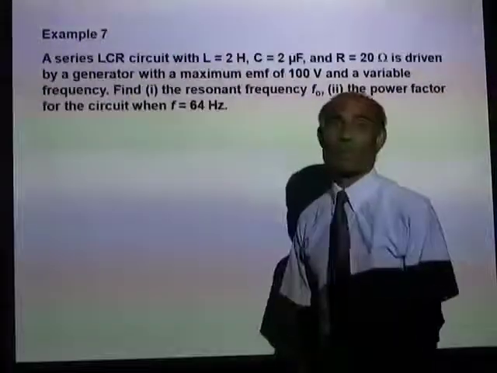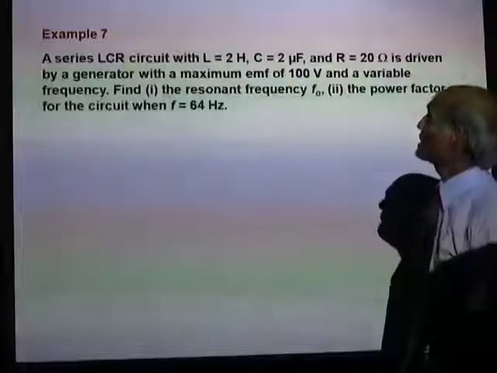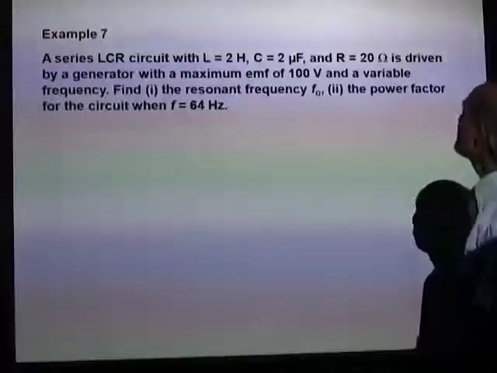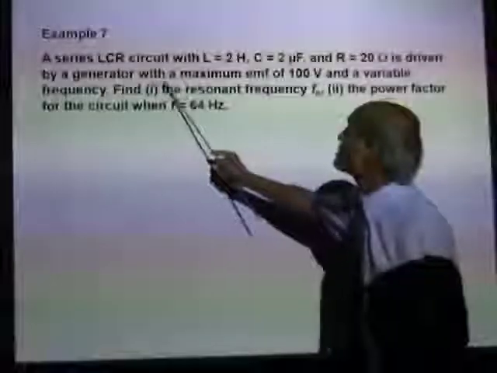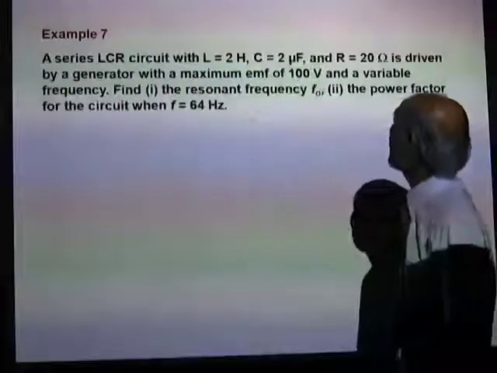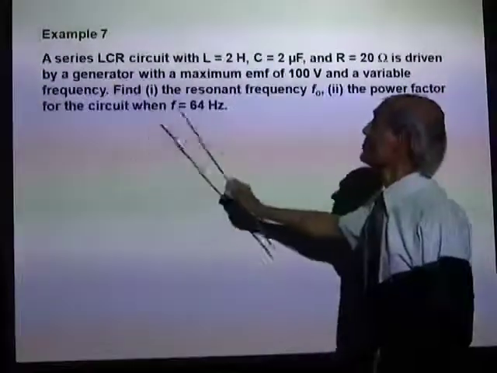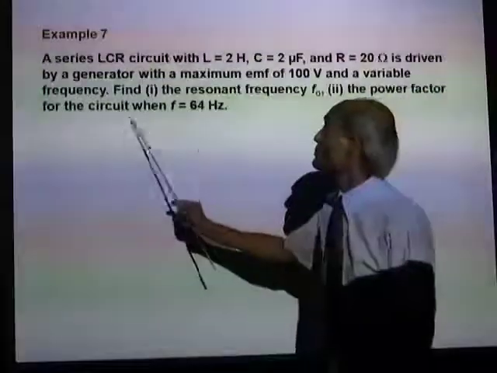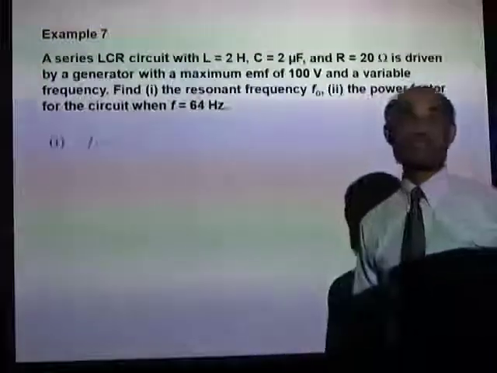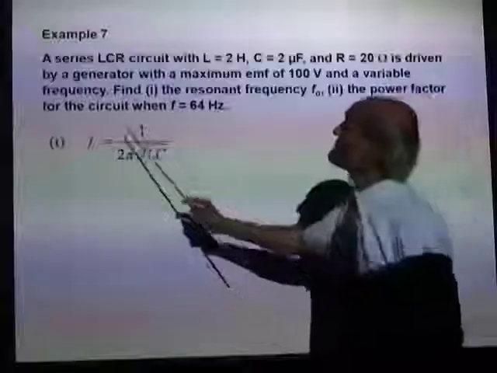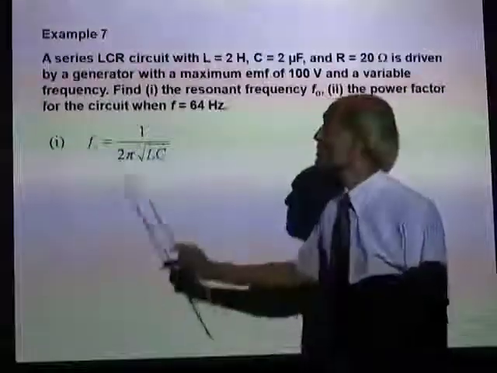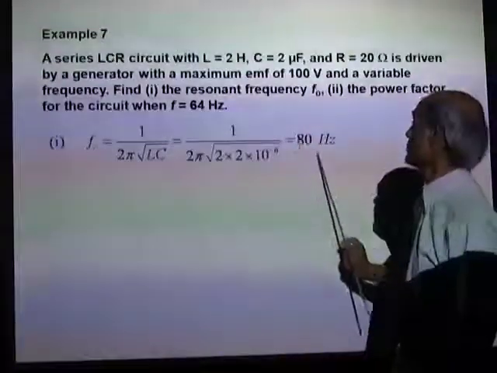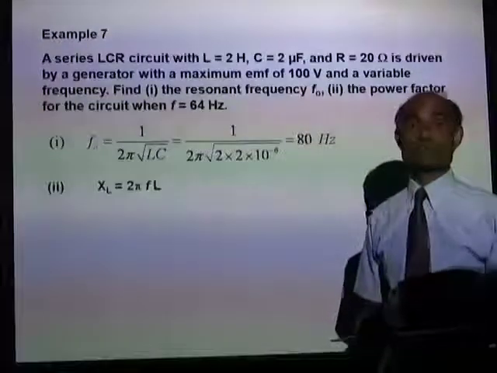Alright, another example. A series LCR circuit with L equal to 2 Henry, C equal to 2 microfarad, and R equal to 20 ohm is driven by a generator with a maximum EMF of 100 volts and a variable frequency. Find the resonant frequency F0, and the power factor for the circuit when F equals 64 Hertz. Well, first, resonant frequency. F0 is 1 over 2 pi square root LC. We know all those values. The resonant frequency is 80 Hertz.